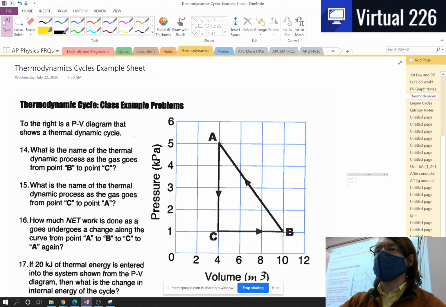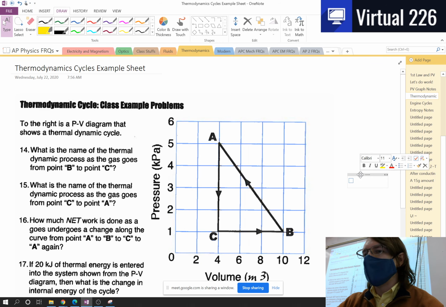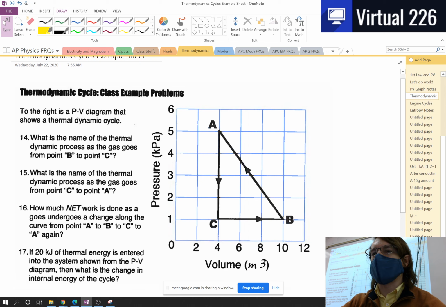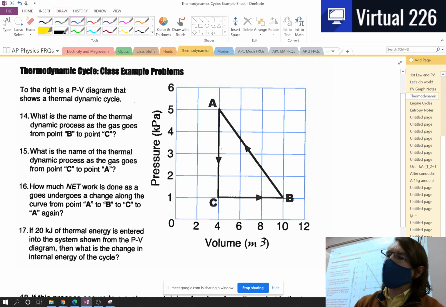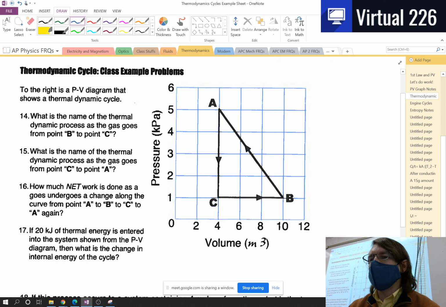Okay, so we're looking at the backside of a thermodynamics cycle for a class example. I forgot to record the first side, so here's the back. We are looking at this triangular graph here. It's going in a counterclockwise direction, or anti-clockwise.